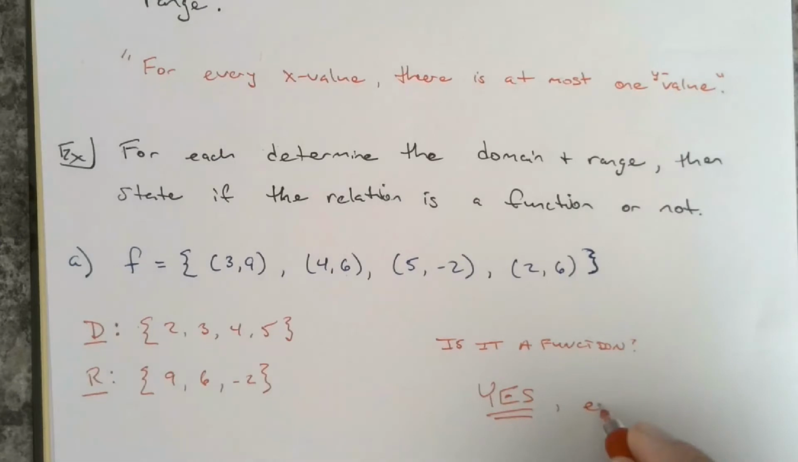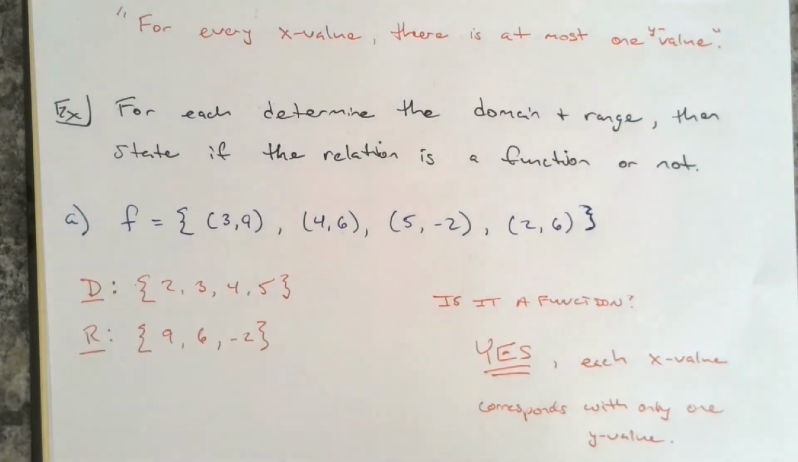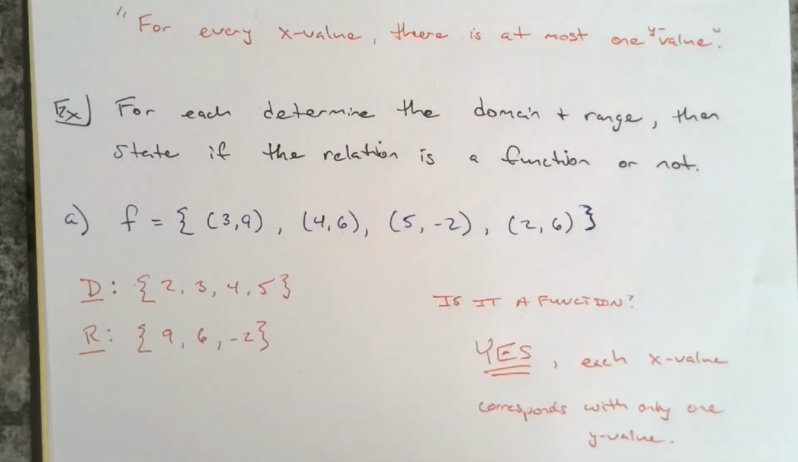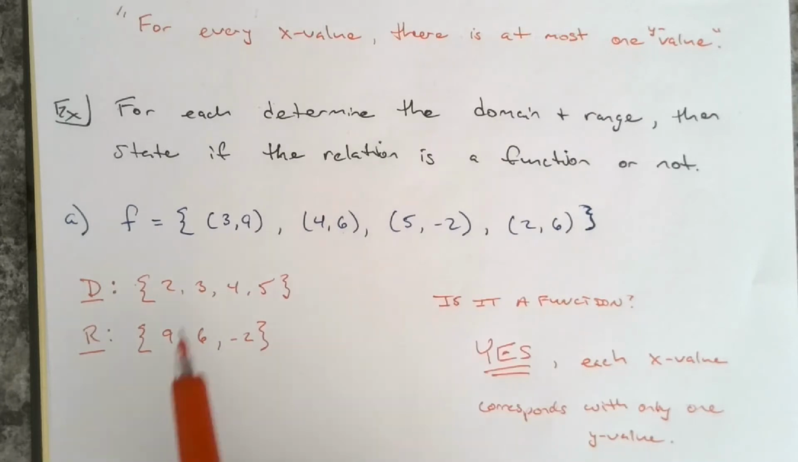And the reason it is, is because each x value corresponds with only one y value. In other words, each x value only goes to one y value in the association. If 3 went with 9, but then you saw later on 3 also went with 7, that would be telling you that it was not a function, right? So the x values can never repeat. The y values can. The y values repeated, and that wasn't a problem. It's just that each x can only go to one y.